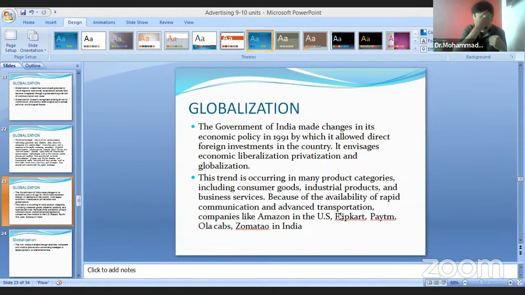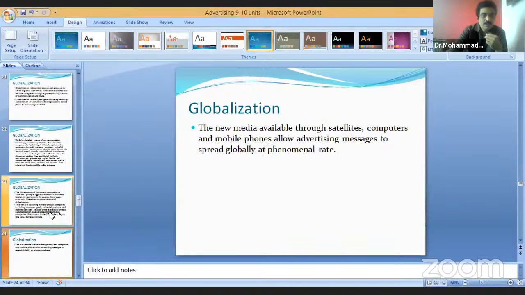Yeah, we are discussing globalization, how the trend is occurring. This trend is occurring in many product categories, including consumer products, industrial products, and business services, because of the availability of rapid communication and advanced transportation. Companies like Amazon in the US and Flipkart, Paytm, Ola Cabs, and Zomato in India entered through the benefit of this globalization effect.